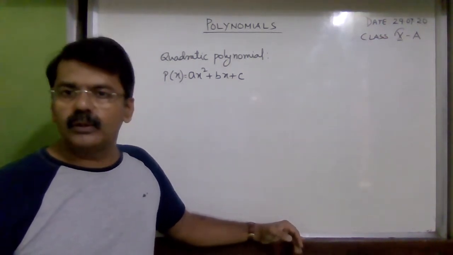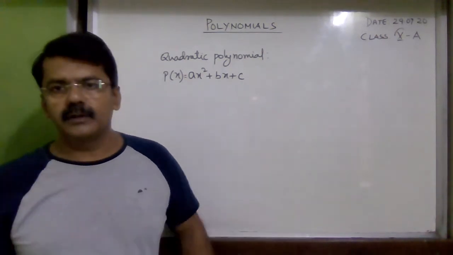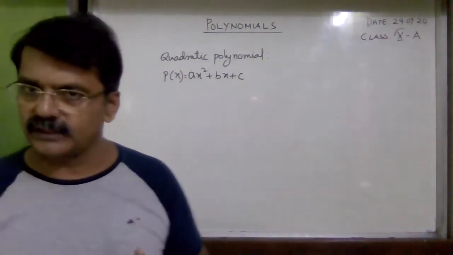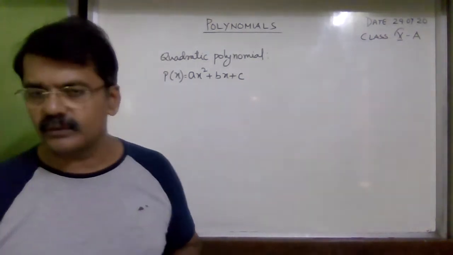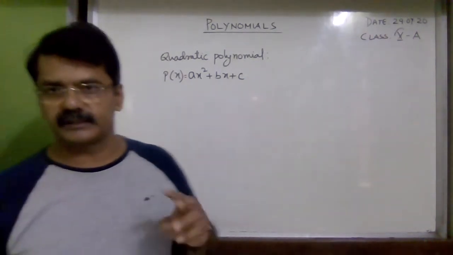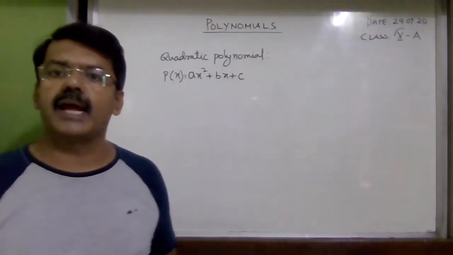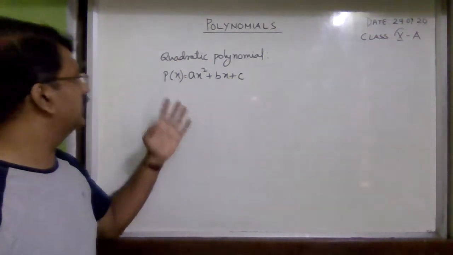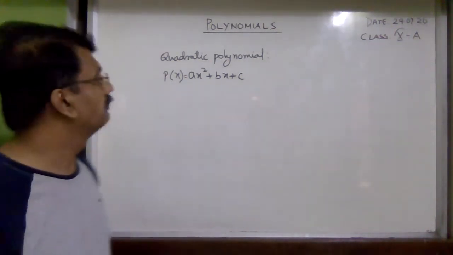Now, I told you that in a linear polynomial we have only one zero because the highest power of x is 1. In a quadratic polynomial we will have two zeros because the highest power of x is 2. Similarly, in a cubic polynomial we will have three zeros. So here it is a quadratic polynomial, so we will have only two zeros.